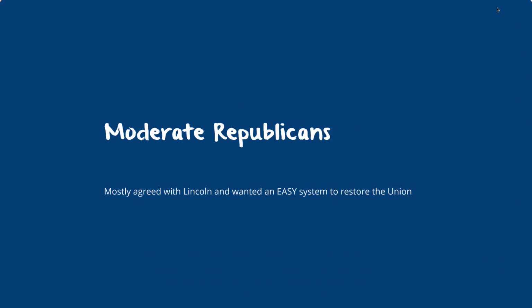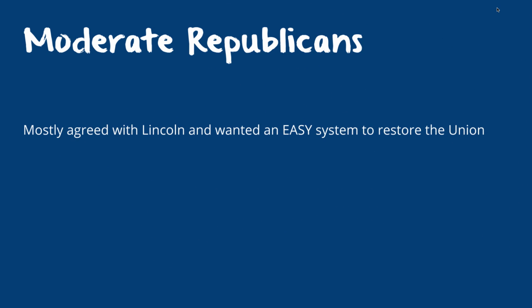Moderate Republicans are middle of the road Republicans. They mostly agree with Lincoln, and they want an easy way to restore the Union. They're Republicans, but they're not radical. So when they look at what radical Republicans like Thaddeus Stevens, for example, want, they think that's too difficult to do. It's too hard to achieve. And so they cannot agree, even though they're on the same side, in the same political party. They cannot agree on how to move forward with Reconstruction.